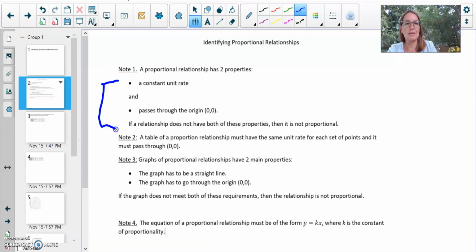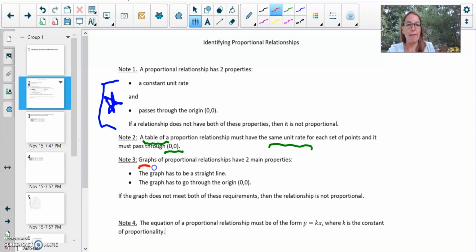It has the constant unit rate, which means the unit rate is always the same, and that it would go through the origin 0, 0. So looking more carefully, if we're looking at a table of a proportional relationship, it has to have the same unit rate for each set of points. And again, it has to go through the origin 0, 0.